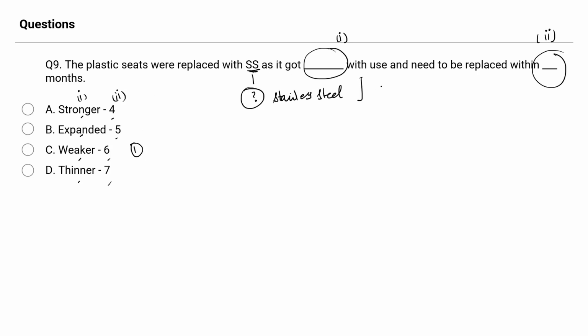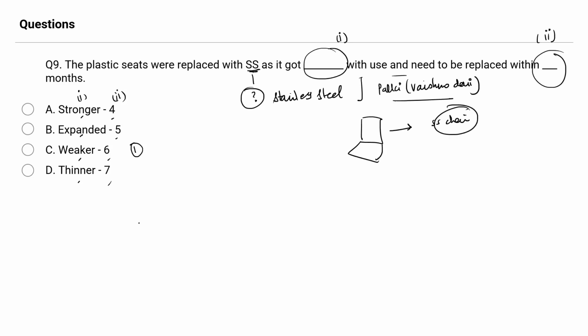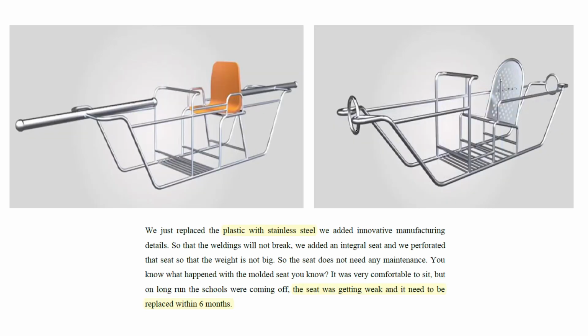So let me mention the context. It is for the Palki, Vaishno Devi. When we were working on the Palki design, they came up with a plastic chair and they replaced it with the SS chair. Anyone else who would want to share your perspective? Okay. So let's see the reference.